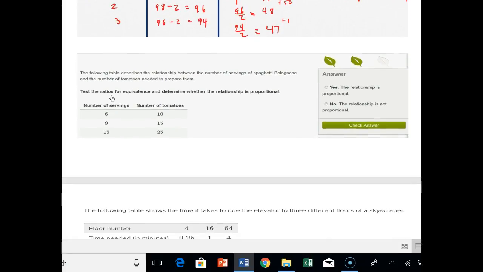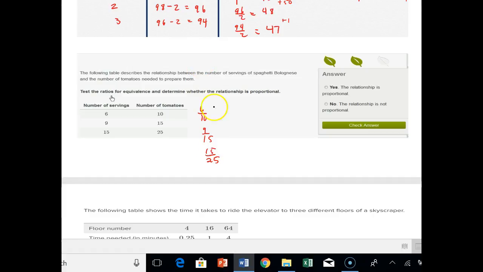Okay, last one here. It says the following table describes the relationships between the number of servings of spaghetti bolognese and the number of tomatoes needed to prepare them. Test the ratio for equivalence, determine if it's proportional or not. So let's see. We have 6 to 10, 9 to 15, and 15 to 25. We want to test the ratios to see if they're proportional.